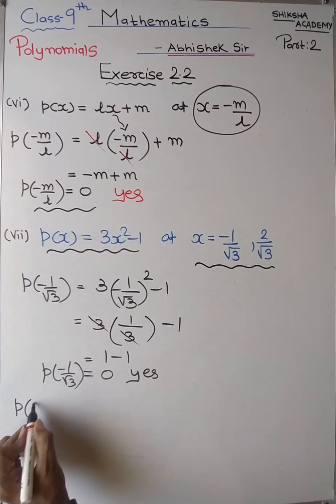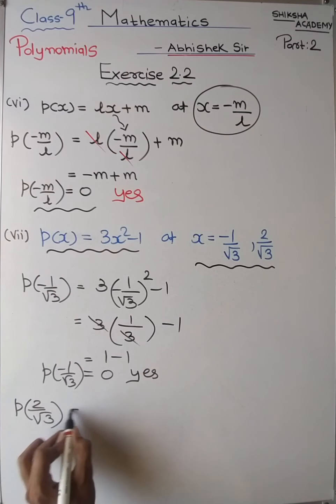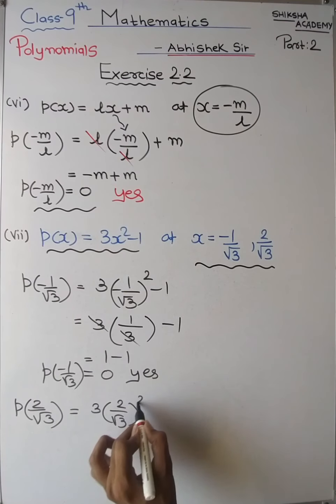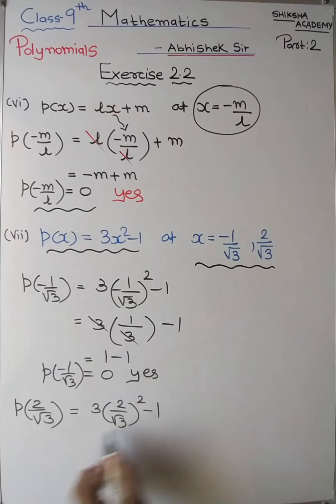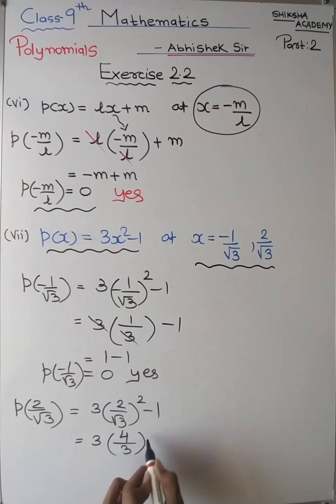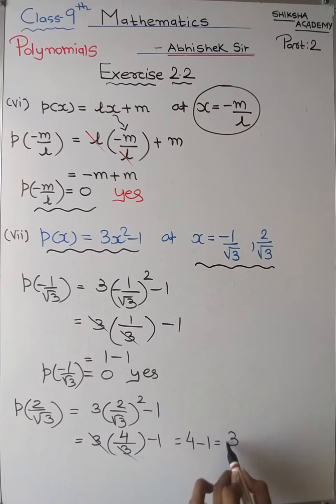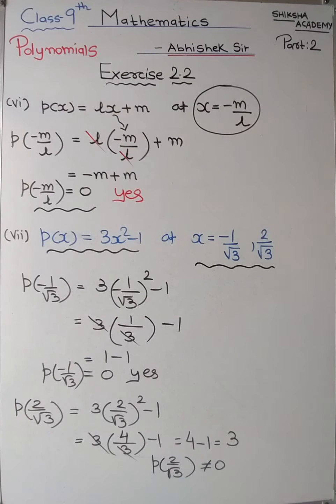Moving to the second, 2 by root 3. Following the same procedure, 2 by root 3 whole square minus 1. So that will be 3 into 2 square is 4, root 3 square is 3, minus 1. 3 will be cancelled, and 4 minus 1 will be 3. As we see, P of 2 by root 3 is not equal to 0. So we will write in the answer that no, this is not a 0 of the polynomial.